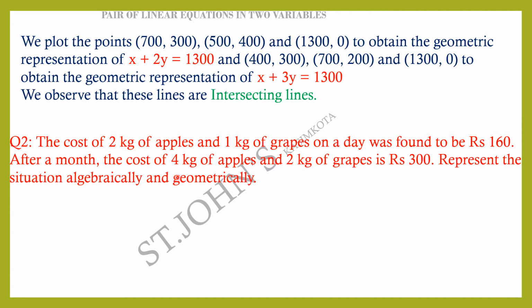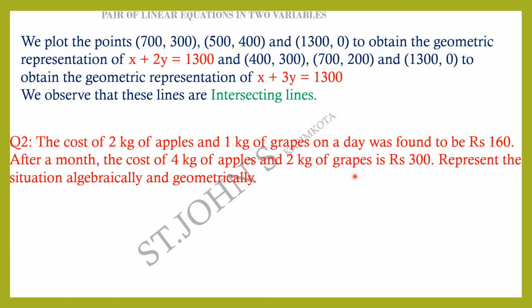So what is the given question? The cost of 2 kg apples and 1 kg grapes on a day was 160 rupees. The cost of 1 kg apple and the cost of 1 kg grapes are not given, so the sum of 2 kg apples and 1 kg grapes is equal to 160. These two costs are unknown values, means variables. At the same time, 4 kg apples and 2 kg grapes is 300. Now we have to find these two.